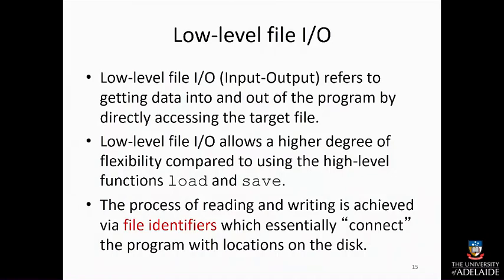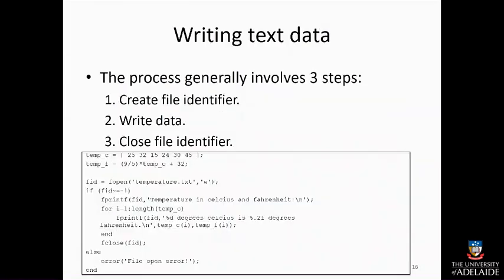The process of reading and writing is achieved by file identifiers, which essentially connect the program with locations on the disk. So in this particular example, the process generally involves 3 steps. We did have a look at writing files in the last lecture as well. So over here, when you are writing a file, you need to remember the 3 things. You need to create a file identifier, then you write the data, and then you close the file identifier, okay?